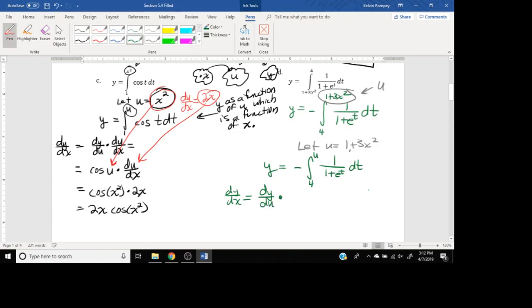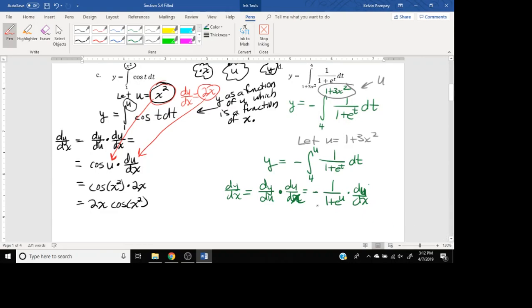And since u is a function of x, because we let u equal 1 plus 3x squared, I'm going to have to multiply that by, by the chain rule, du dx. Well, dy du is coming from the fundamental theorem part 1, right? So that's going to be that negative that's out front, and that'll be 1 over 1 plus e to the u times du over dx.